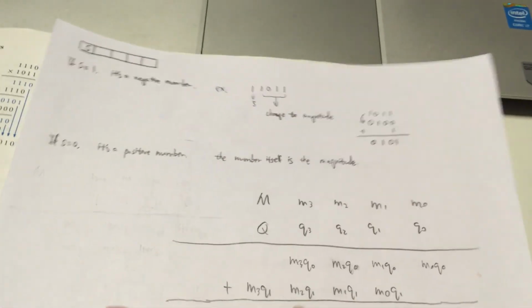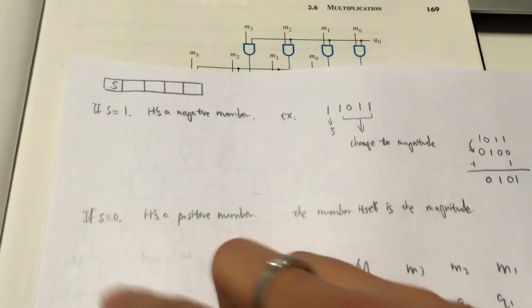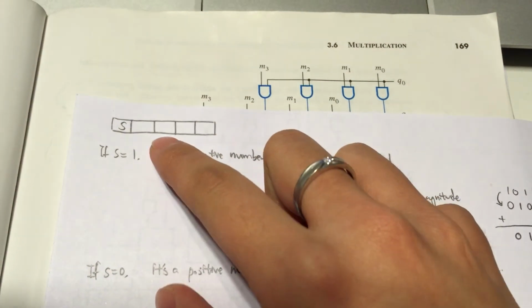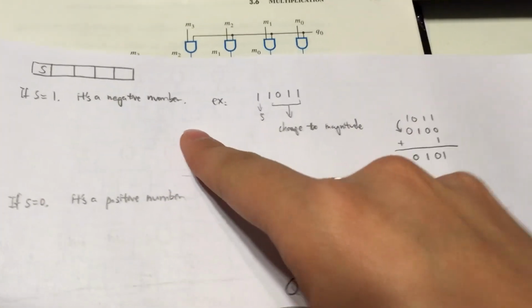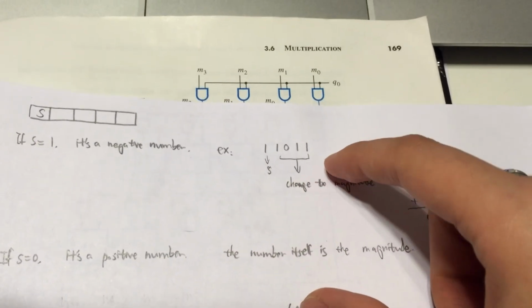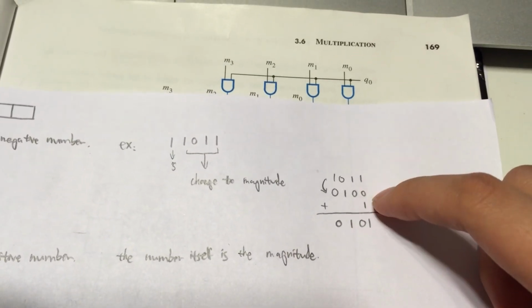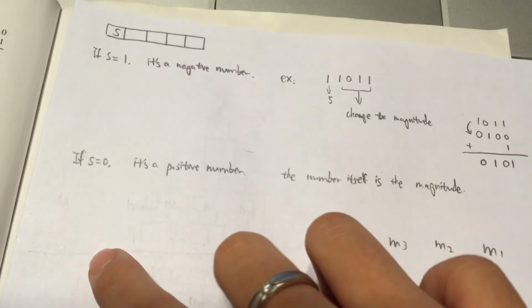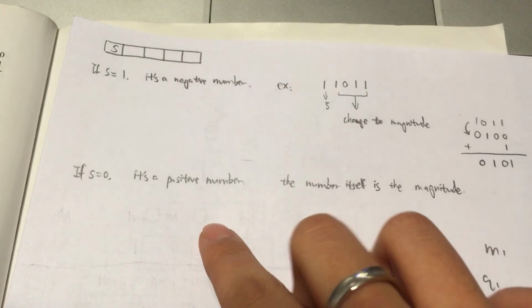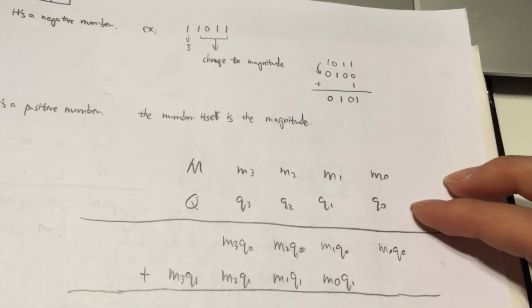The first one is just the same as the book. If I get a 5-bit number here, when S, the sign bit, is 1, it's a negative number, so I need to get the magnitude of the left 4 bits, which is here. Get the opposite of it and add 1, and this is the magnitude. And when S equals 0, it's just a positive number, so the number itself is the magnitude. Then M and Q are the magnitudes of the two numbers.